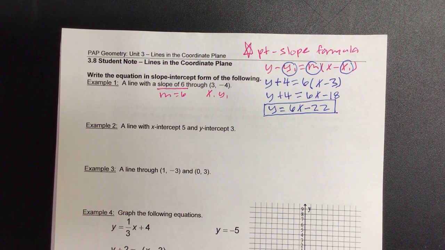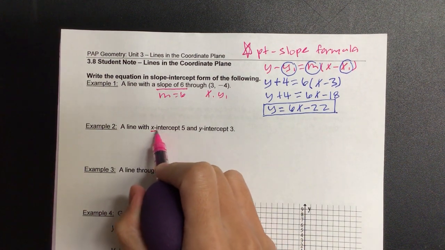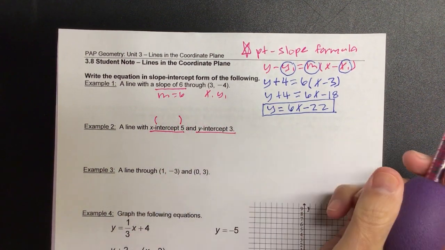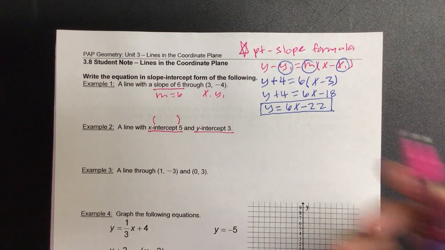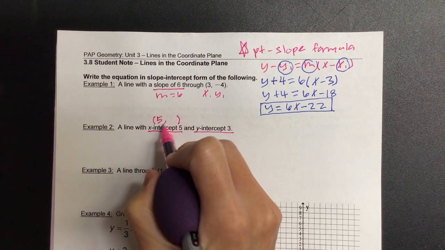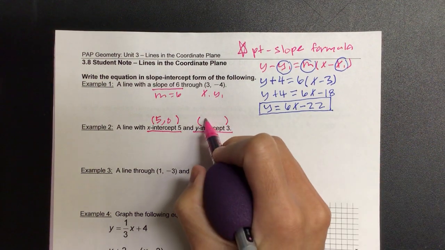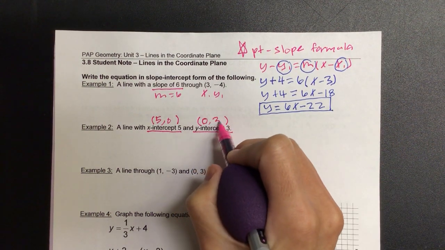Okay, let's go on to example number 2. Chapman, let's read. A line with the x-intercept 5 and y-intercept 3. Okay, so we have x-intercept and y-intercept. What do I know about the y-coordinate of the x-intercept? 0. And then what do I know about the x-coordinate of the y-intercept? 0.